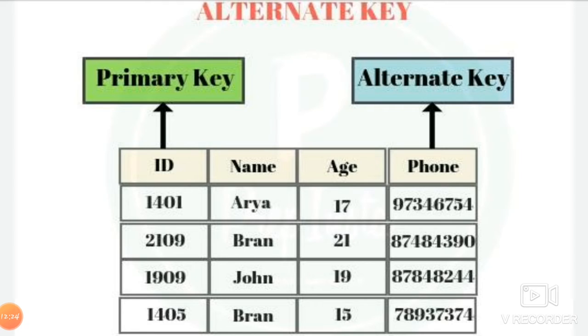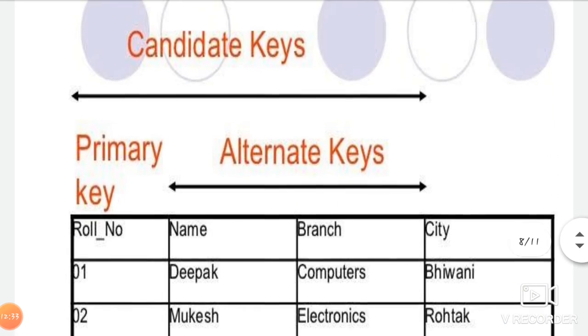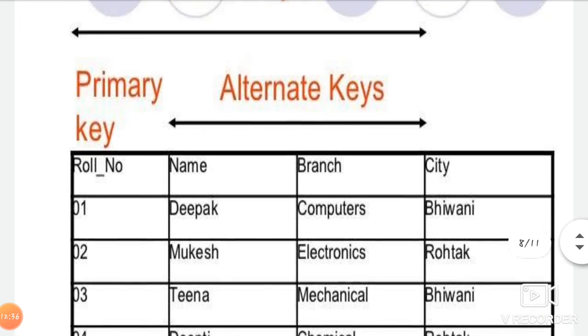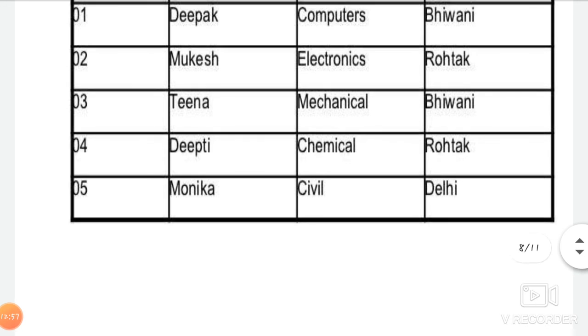Okay. Can you understand now? So here ID will act as the primary key. That's why phone number is an alternate key. Now look at this. Here we have roll number, name, branch. These three are the candidate keys. Roll number is taken as the primary key. What are the remaining candidate keys? Name and branch. So name and branch act as alternate keys. Now can you understand what is the meaning of alternate key?